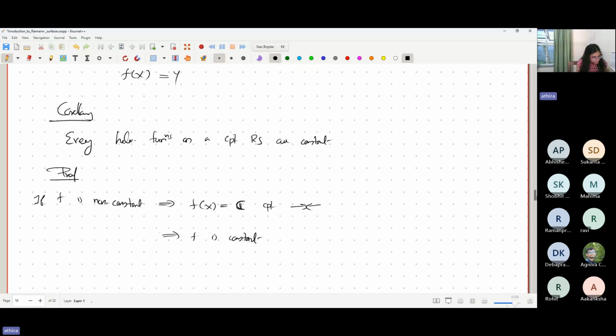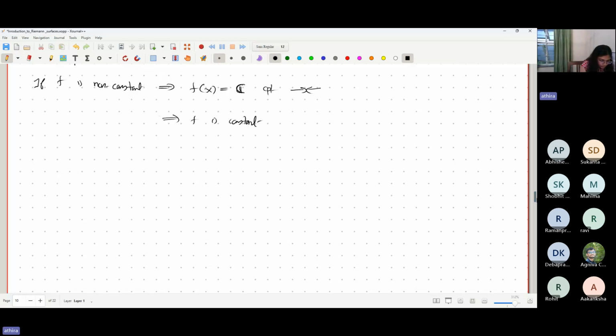Next, I will categorize all meromorphic functions on the Riemann sphere. May I proceed? I am already over time. Shall I explain this? You can take 5 more minutes. Okay, thank you.